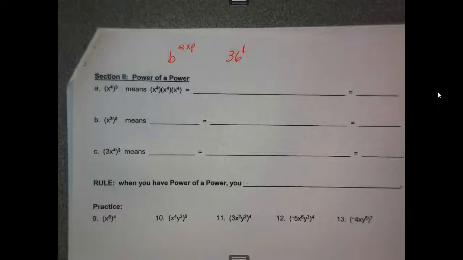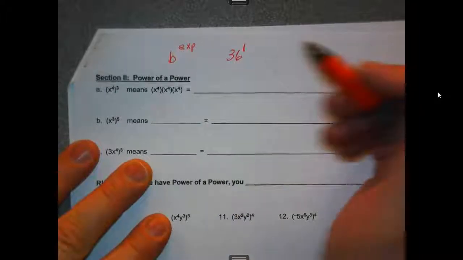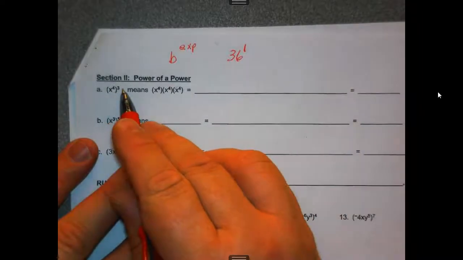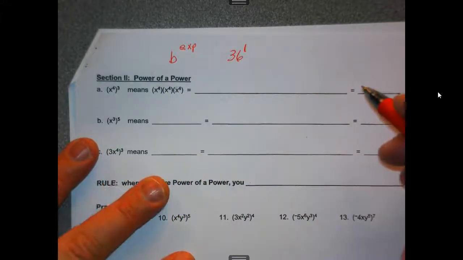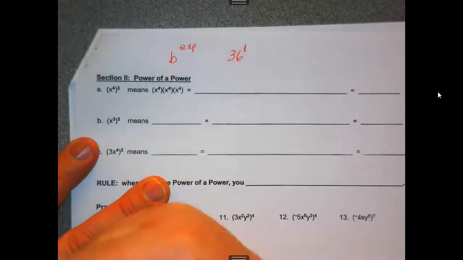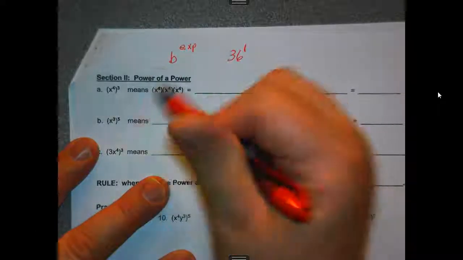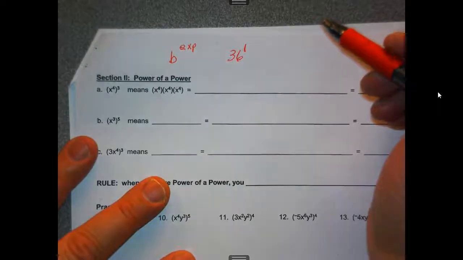So what this section is, the rule is called the power of a power. Actually it should be called the power of a number because every number has a power, but this deals more with variables. So x to the fourth, all cubed, means I have x to the fourth times x to the fourth times x to the fourth. Do you see the power of a power? In other words, I have an exponent outside parentheses.